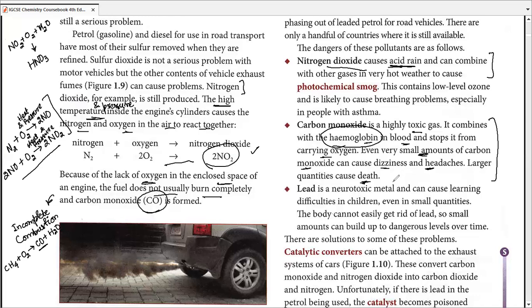So, what do we say? Never burn anything in an enclosed space for a longer duration of time. People who are using gas heaters, people who are burning stuff in enclosed rooms, often face the same problem. Good.